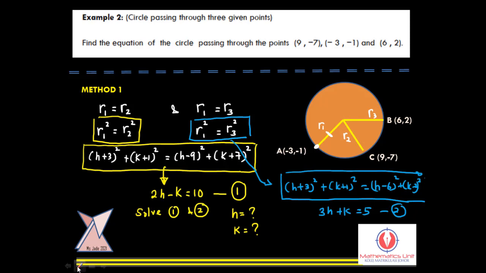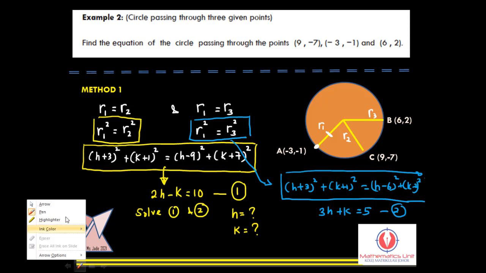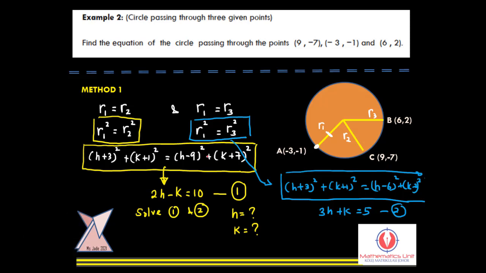Okay, after we get the values of h and k, what we need to do now is find the second component, radius. Since we already have the values of h and k, we can substitute the values of h and k back into r1 squared, r2 squared, or r3 squared, whatever it is. By substituting back here, you obtain this value, which is equivalent to r squared.